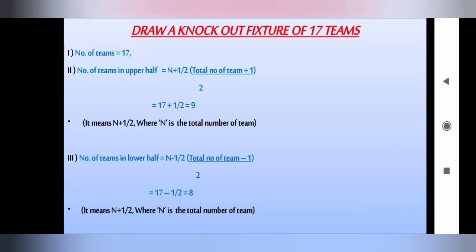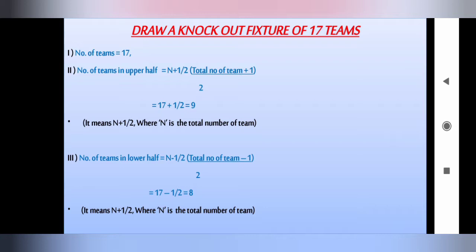Then the second point is the number of teams in the upper half. So we are using the formula n plus 1 upon 2, where n is the total number of teams. So the total number of teams is 17, plus 1, upon 2. Calculating this, it is equal to 9. So in the upper half there are 9 teams.